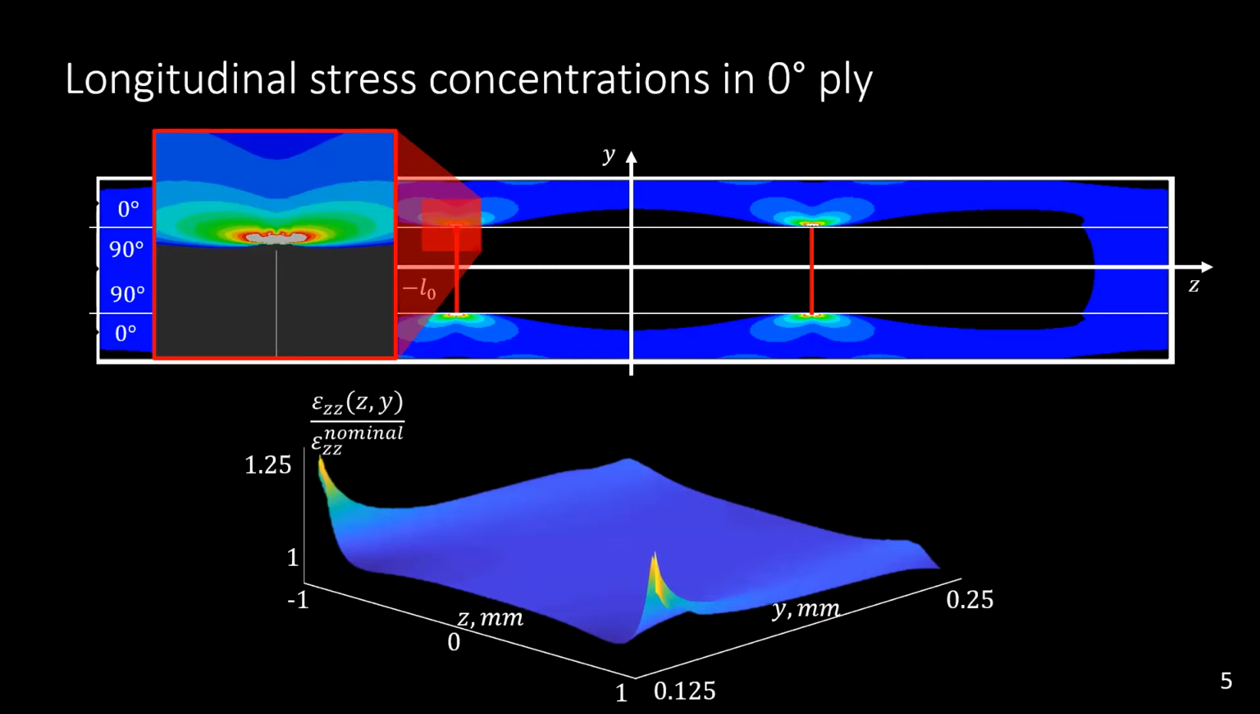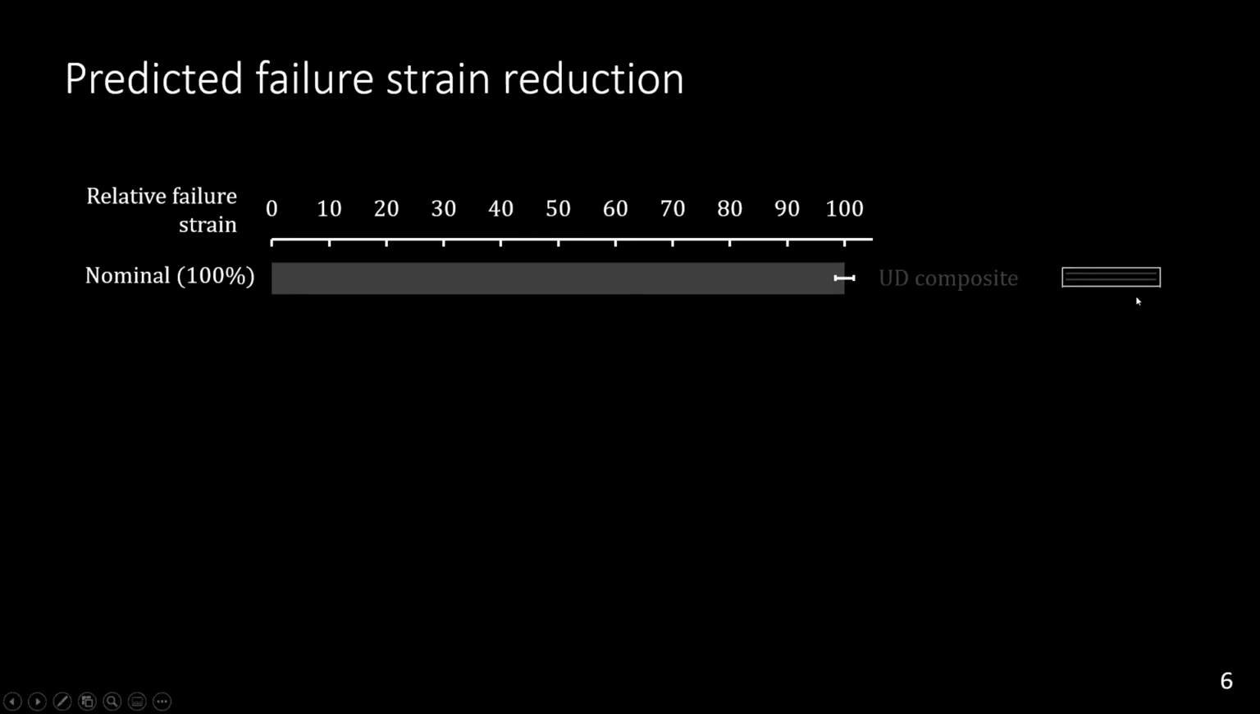Is that going to reduce the failure strain of the 0-degree ply? For that, you actually need to put that into the fiber break model. And that's what we've done here. So we calculated for a 100% 0-degree ply, so no cross ply. This is our reference.